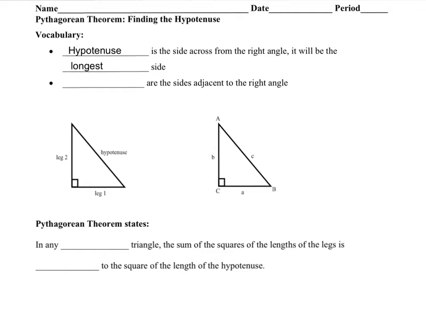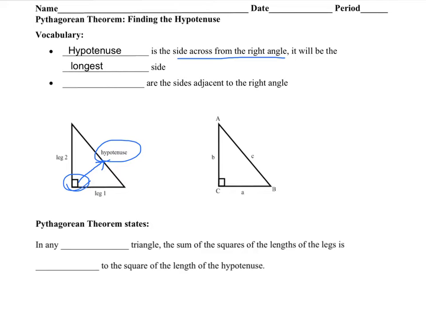So if you look below, we want to find the right angle. So our right angle is right here. And the hypotenuse is the side across from the right angle. So the side across the right angle, this is your hypotenuse. And it's always the longest side.